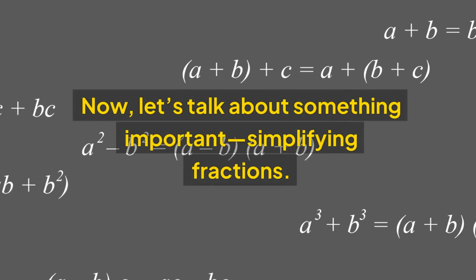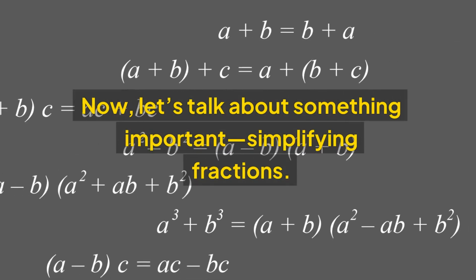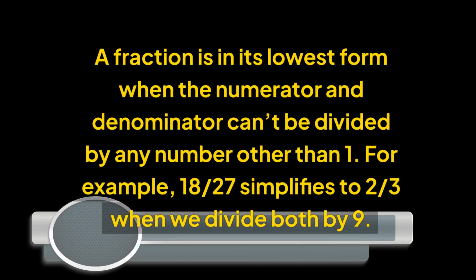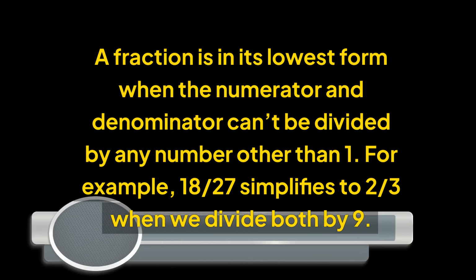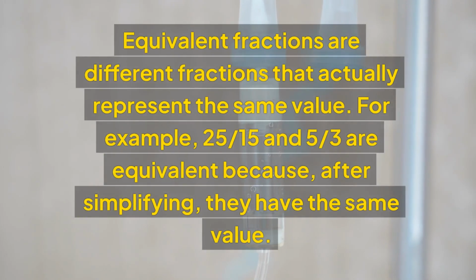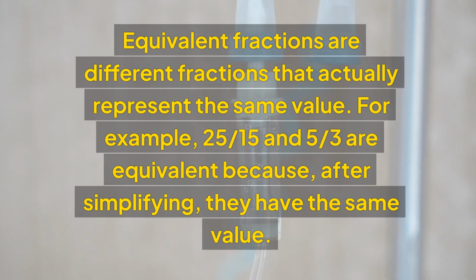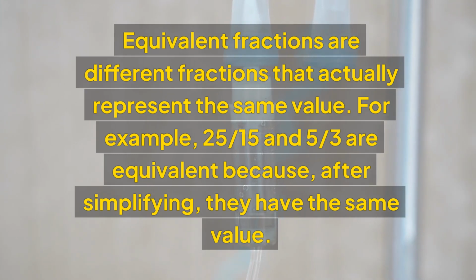Now, let's talk about something important: simplifying fractions. A fraction is in its lowest form when the numerator and denominator can't be divided by any number other than 1. For example, 18/27 simplifies to 2/3 when we divide both by 9. Equivalent fractions are different fractions that actually represent the same value. For example, 25/15 and 5/3 are equivalent because, after simplifying, they have the same value.